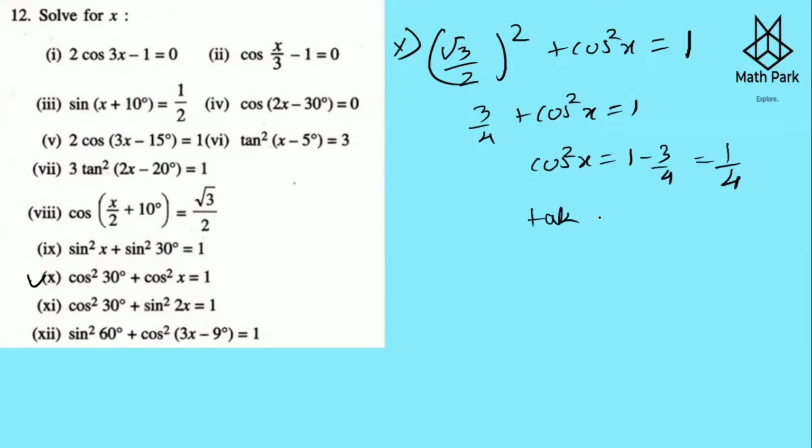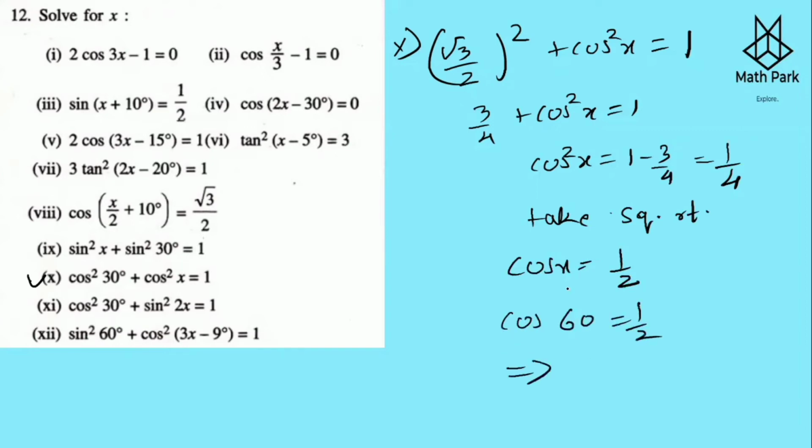Take square root of both sides. So taking square root of both sides, we get cos of x is equal to 1 by 2. And we know that cos of 60 is equal to 1 by 2. This implies x is equal to 60 degree. Done with the 10th one.